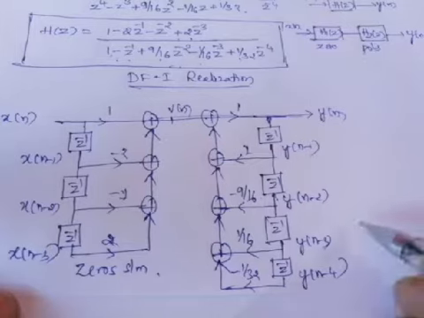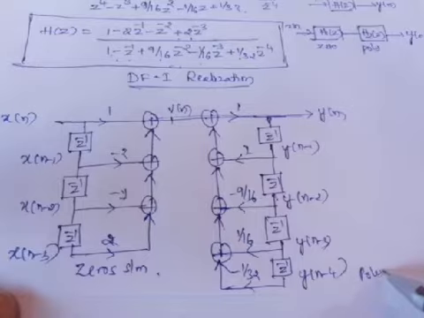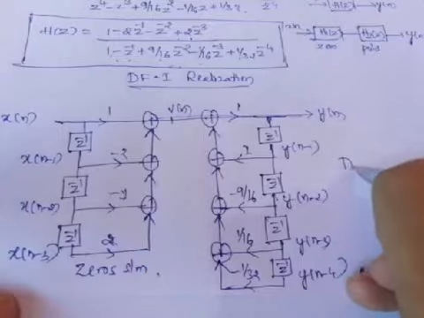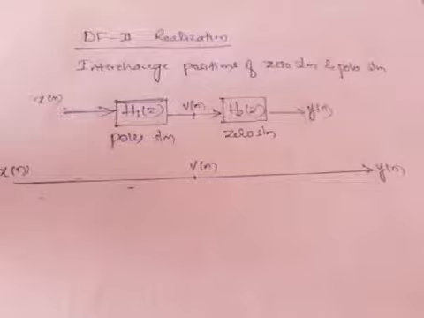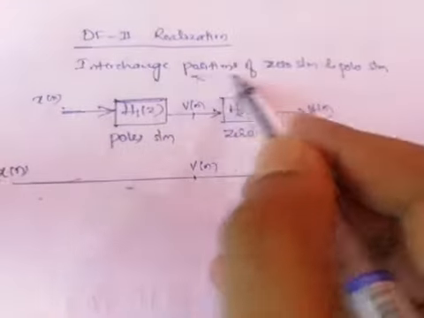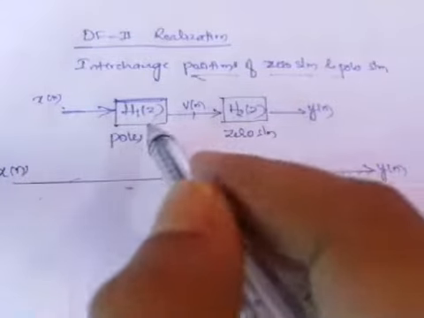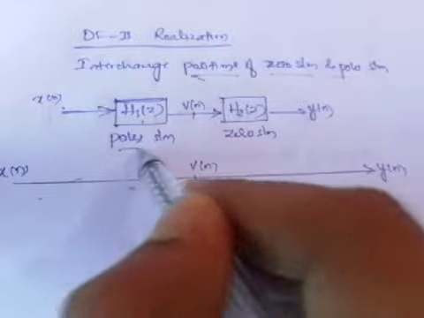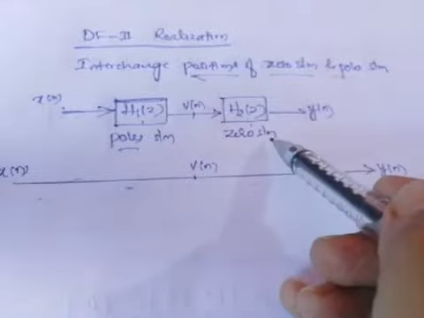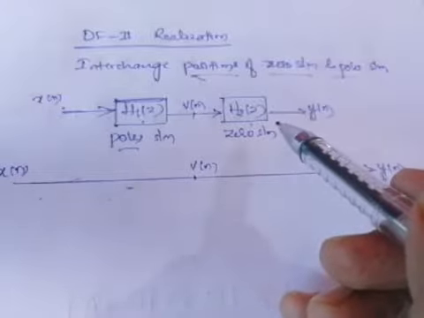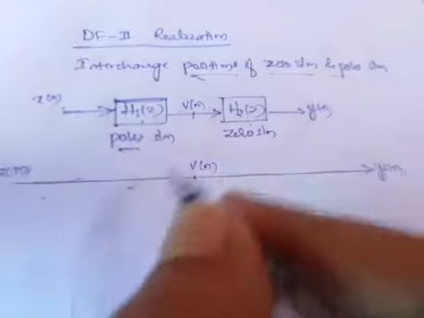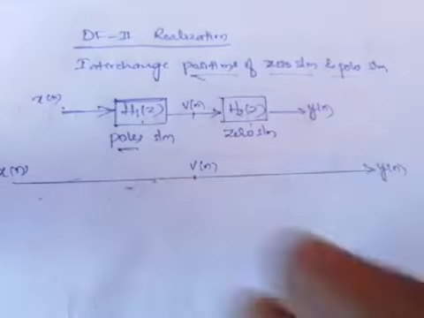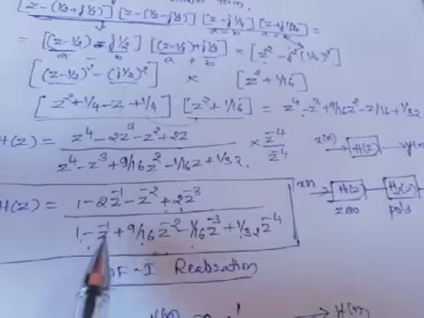This is the pole system. The entire diagram will indicate the direct form 1 realization. For direct form 2 realization, we have to interchange the positions of the zero system and pole system. The first subsystem function becomes the pole system and the second subsystem becomes the zero system. Now, by referring to the given system function, first I am going to realize the pole system, that is y of n.